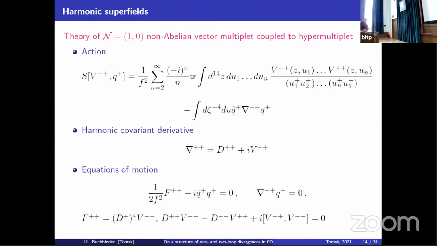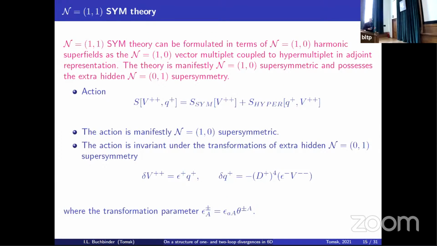Okay, then we can couple superfield V, the vector multiplet, with the hypermultiplet and obtain the supersymmetric theory describing the interaction of the vector multiplet with the hypermultiplet. And if we take the hypermultiplet in the adjoint representation, in the same representation as the vector multiplet, we obtain N equal 1,1 supersymmetric theory. This is just a 1,1 supersymmetric theory. It is formulated in N equal 1,0 harmonic superspace. There is manifest supersymmetry, and there is extra hidden supersymmetry. So there is a total N equal 1,1 supersymmetry.